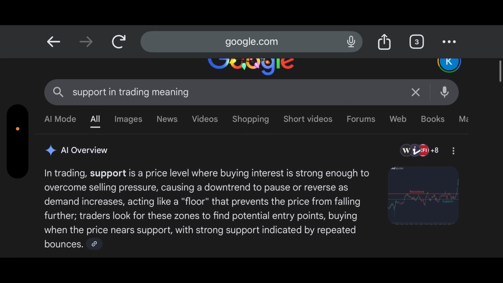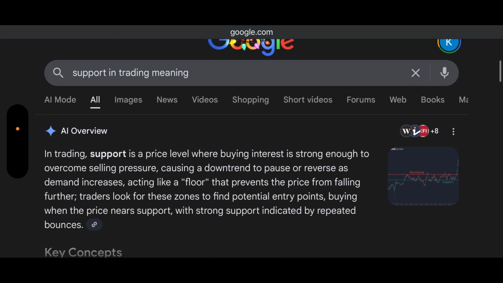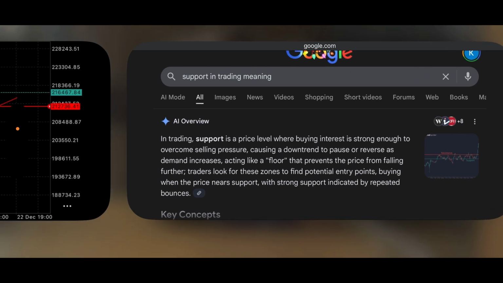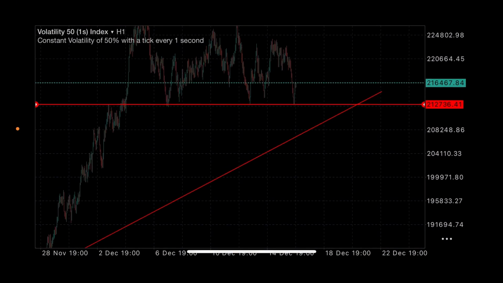I just typed in support in trading on Google, and it said support or demand is a price level where buying interest is strong enough to overcome selling pressure. Let's leave it at that. Let's not start reading about causing a downtrend now. So it's a place where buying interest is strong enough to overcome selling pressure. And let's look at it on the charts right now.